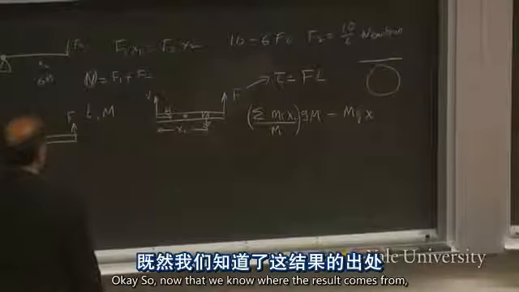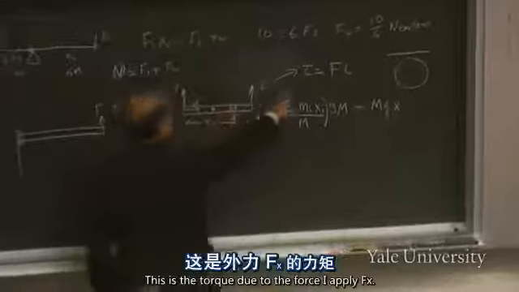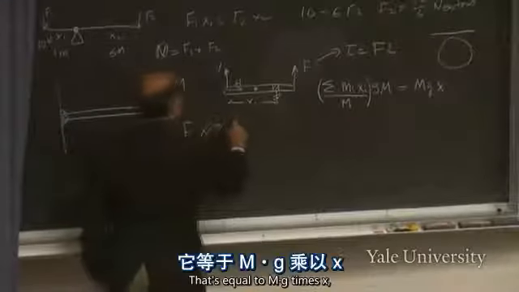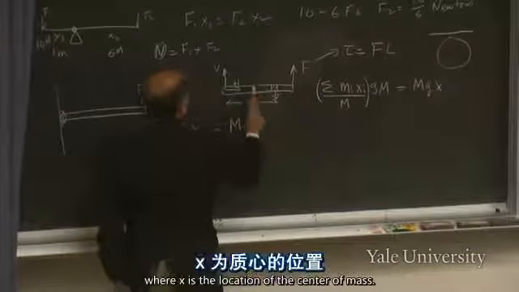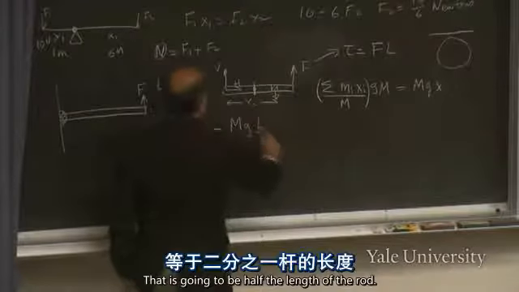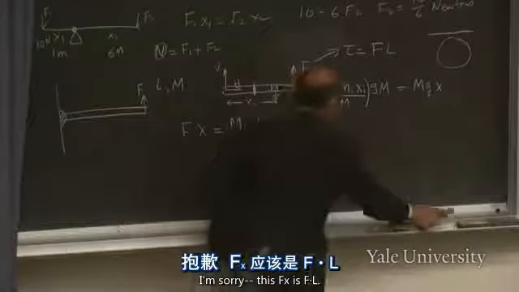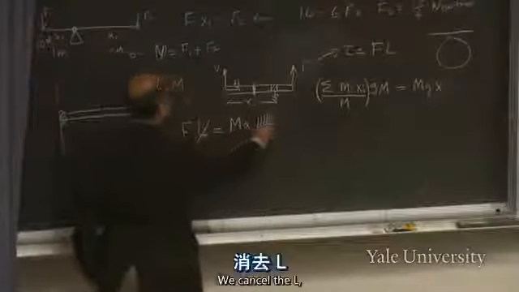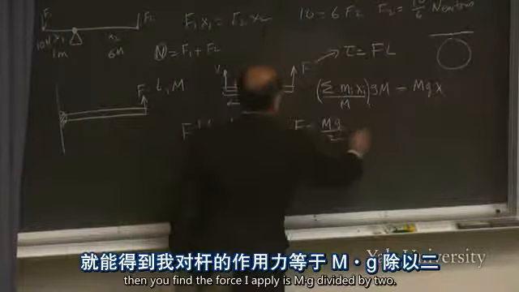Okay, so now that we know where the result comes from, we will apply it in the torque equation. This is the torque due to the force I apply, Fx. That's equal to mg times x, where x is the location of the center of mass now. That is going to be half the length of the rod. I'm sorry, this Fx is FL. You cancel the L, then you find the force I apply is mg divided by 2.